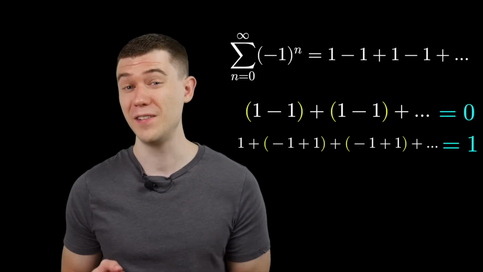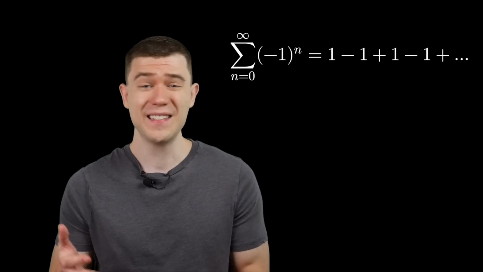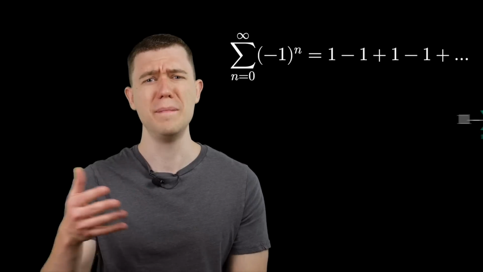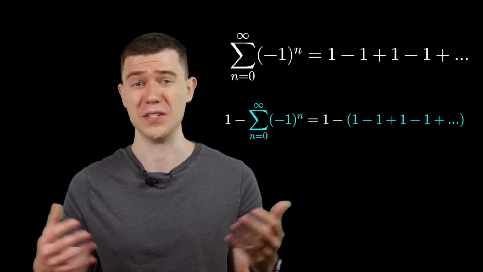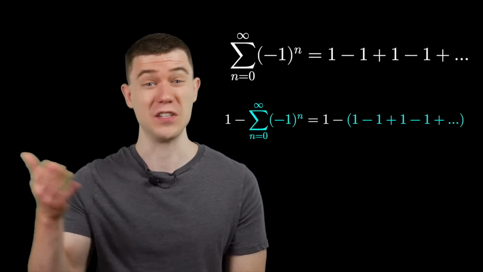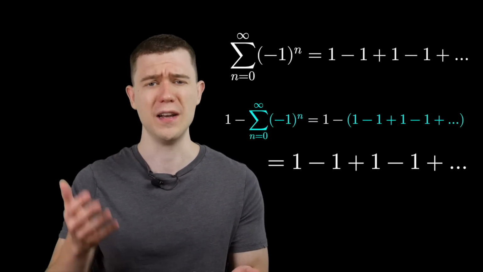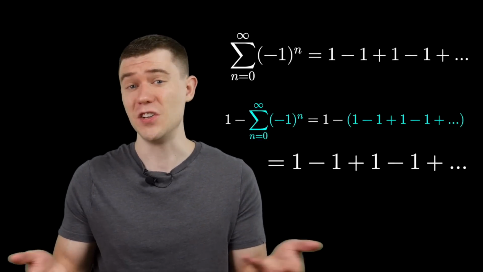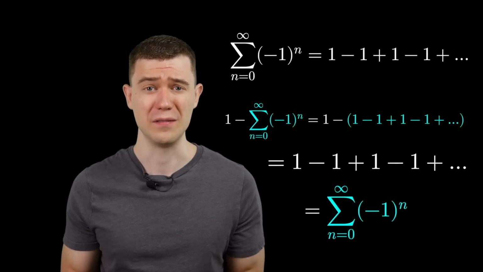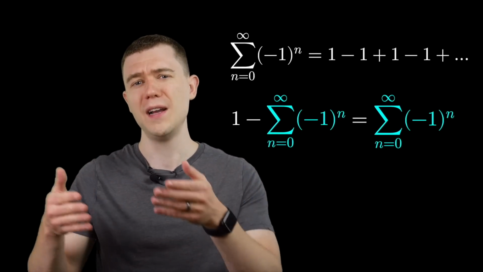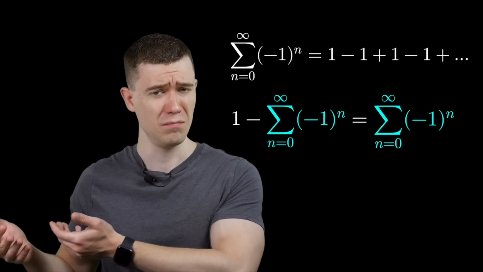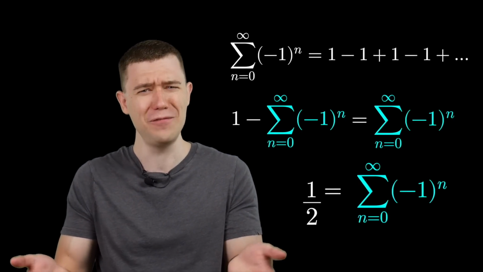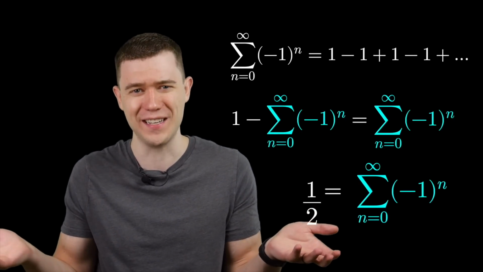Clearly associativity wasn't going to do the job. The next unrigorous method tries to use the distributive law. Just do 1 minus this sum and distribute. You would basically distribute the negative, and so we would end up getting 1 minus 1 plus 1 minus 1. That's just the original sum we started with. And so 1 minus the sum equals the sum? Or 1 equals twice the sum? And the sum is 1/2? Like, no way, that's totally ridiculous.